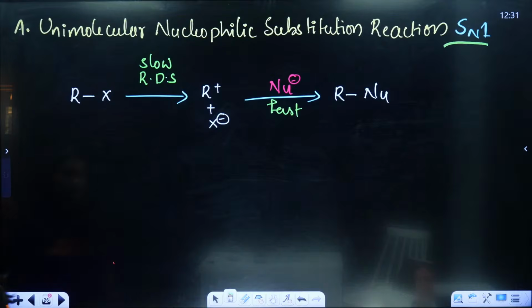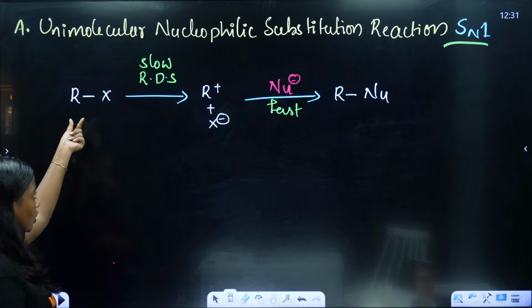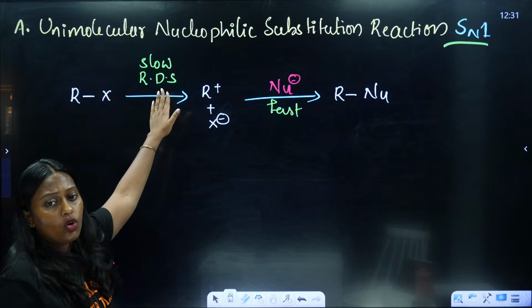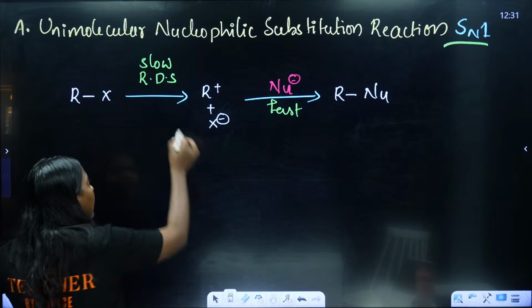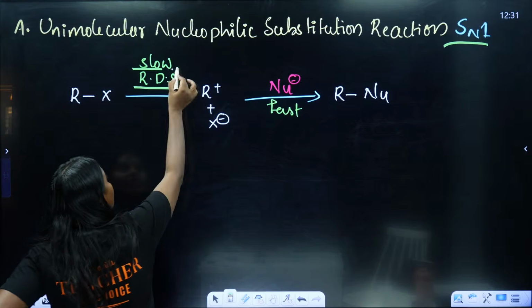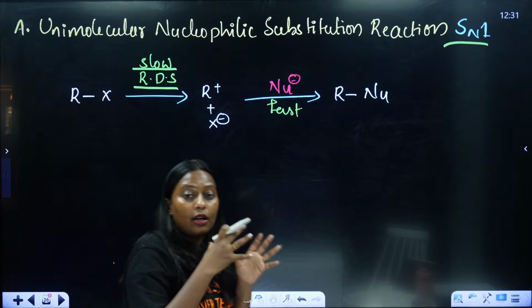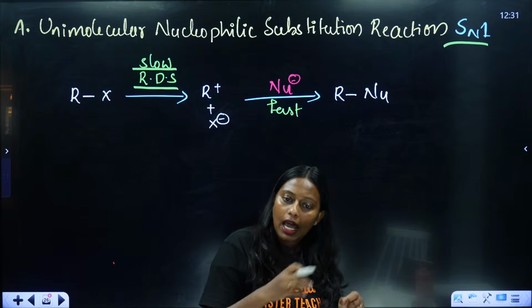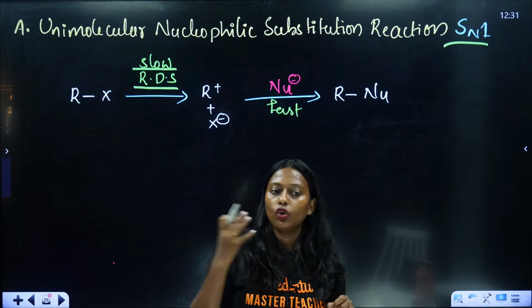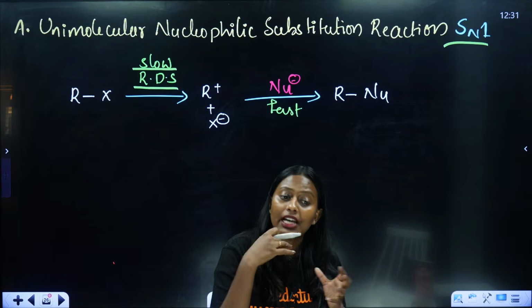So it is a two-step method. Here you can see RX. So this is the rate determining step. Why is it the rate determining step? Because it's a slow step. So here the elimination, the X group is leaving. X group is a leaving group.